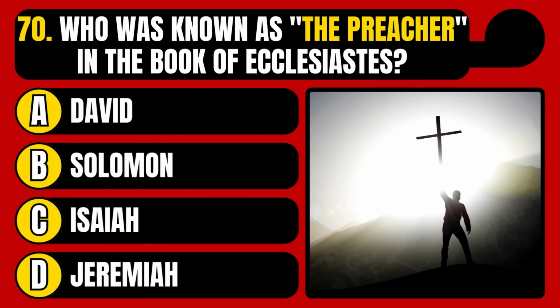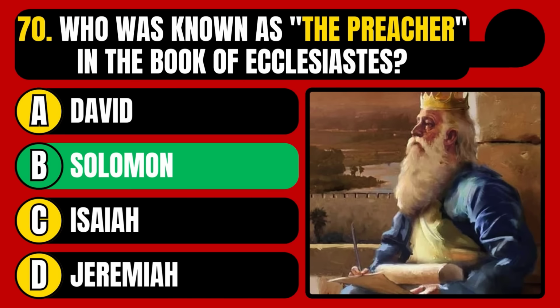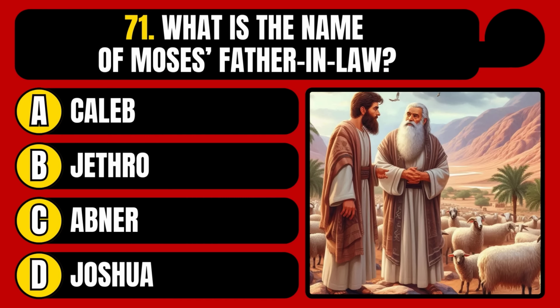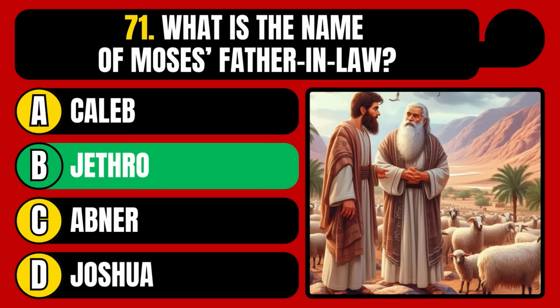Who was known as the preacher in the book of Ecclesiastes? David, Solomon, Isaiah, or Jeremiah? The correct answer is option B, Solomon. What is the name of Moses' father-in-law? Caleb, Jethro, Abner, or Joshua? The correct answer is option B, Jethro.